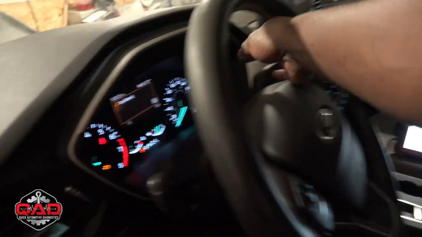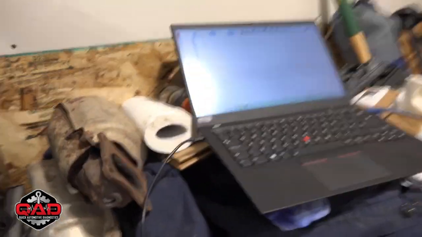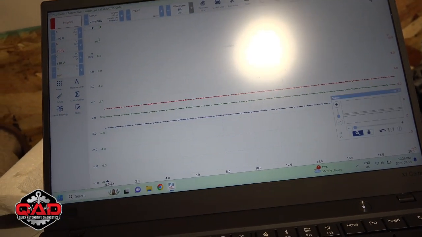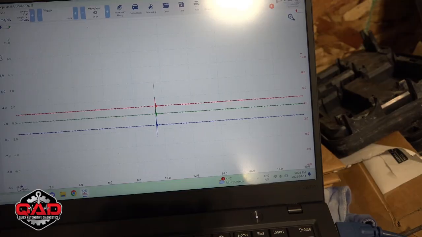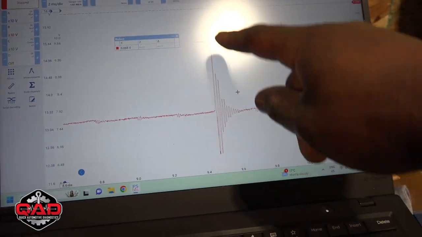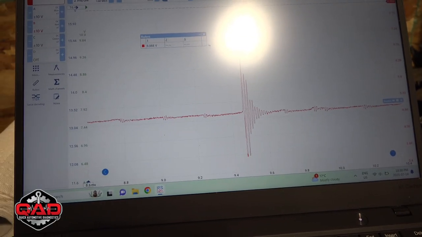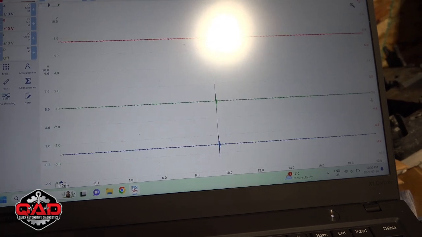Shut it off. Alright, so now let's see what we got. Right there. Sorry for the glare. I can zoom in on this and let's see what that noise is all about. That's a problem. It looks like an ignition coil shorting out, but I don't have proof of that because obviously the car is running.